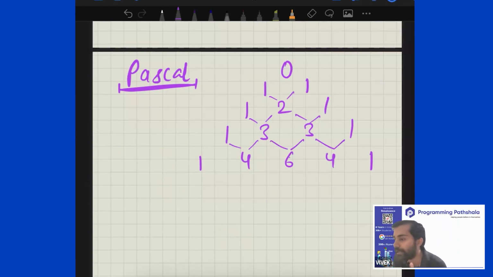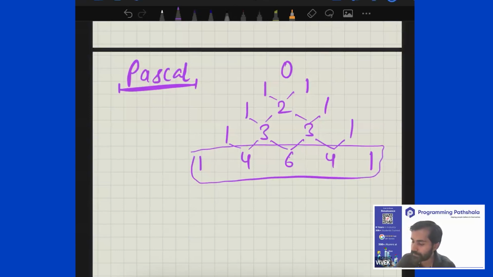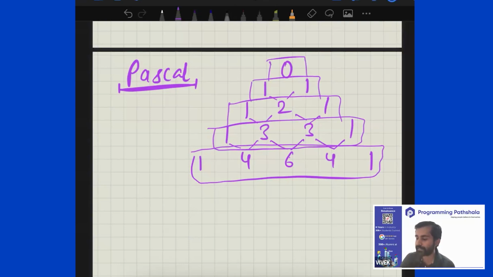And do you know what is one very interesting thing over here? The most interesting thing here is that if you look at any row, it is a palindrome, like 1, 4, 6, 4, 1; 1, 3, 3, 1; 1, 2, 1; 1, 1; and 1. So every row of Pascal triangle is a palindrome. This was our 0th row. This was the first row. This was second. This was third, and this was the fourth row.